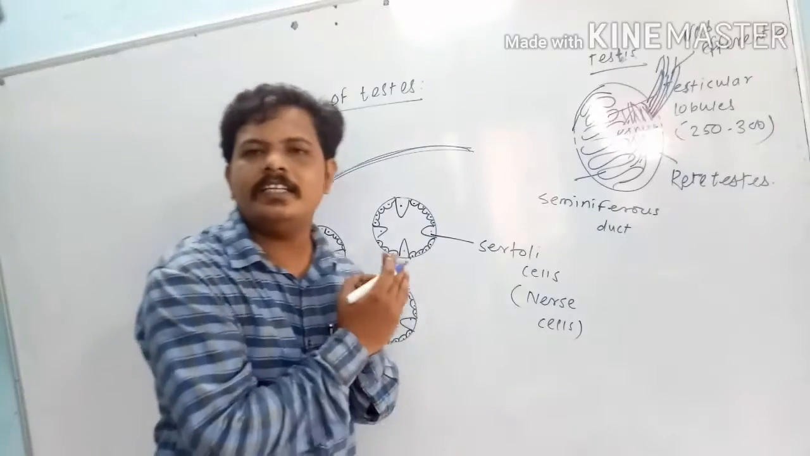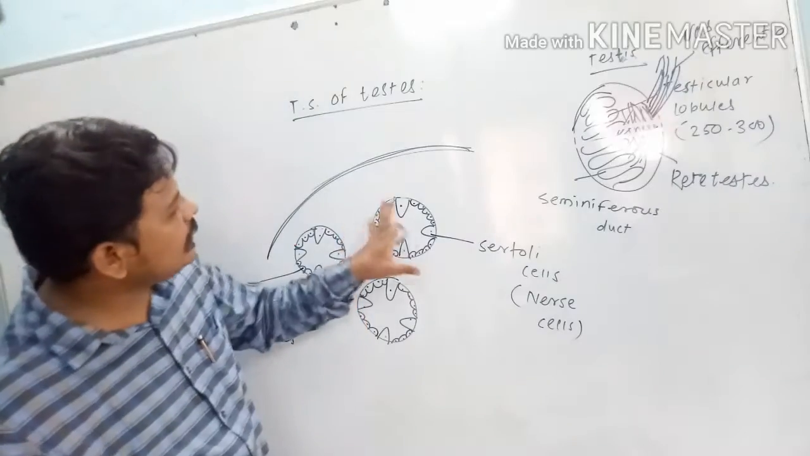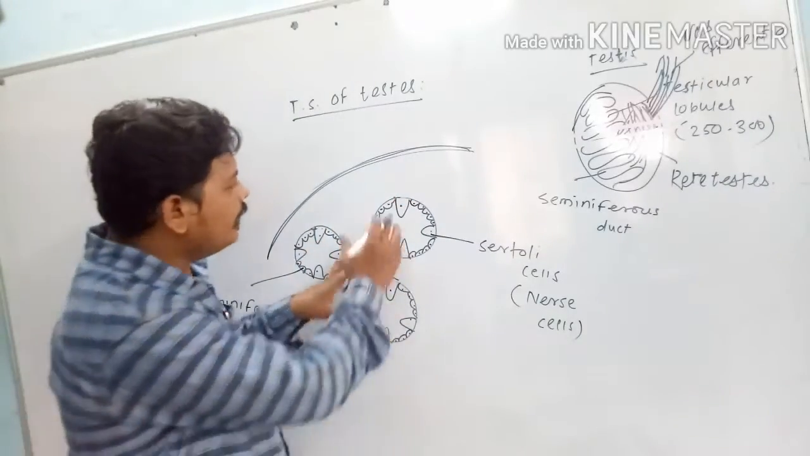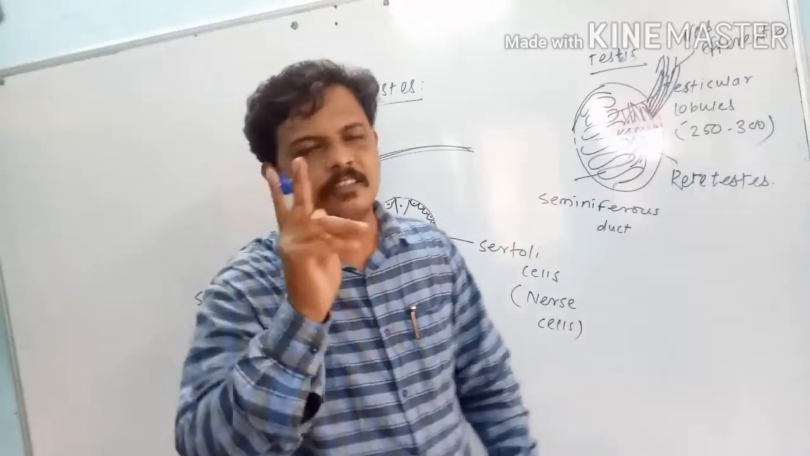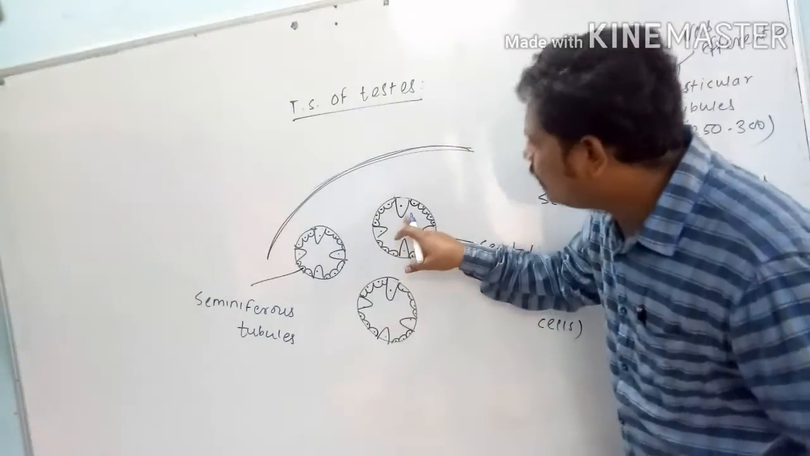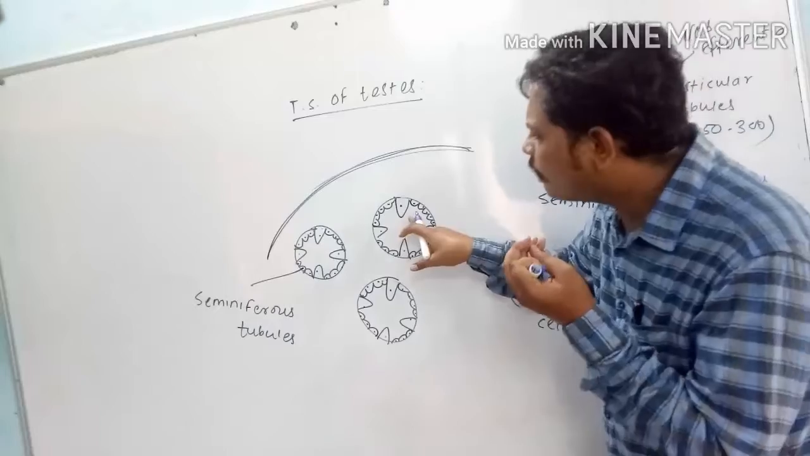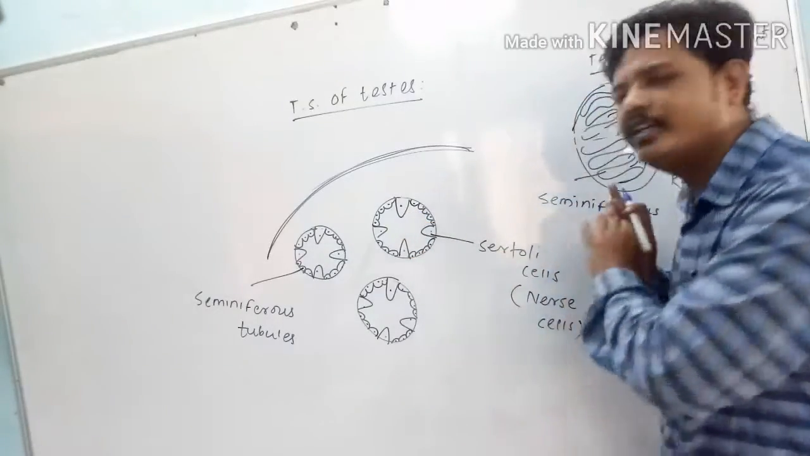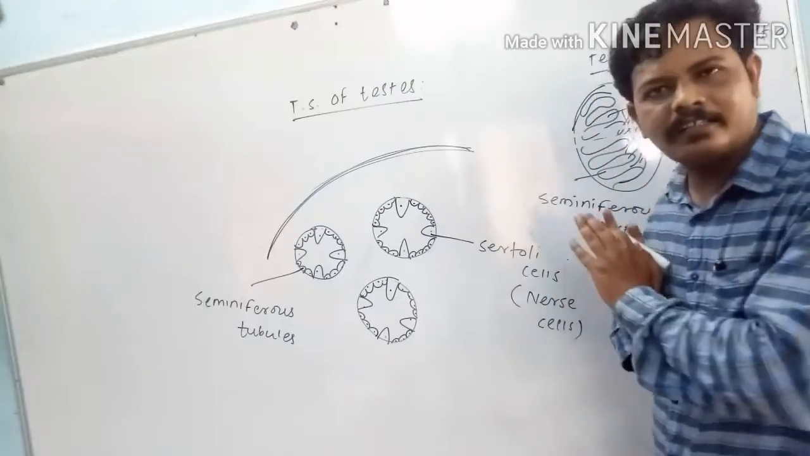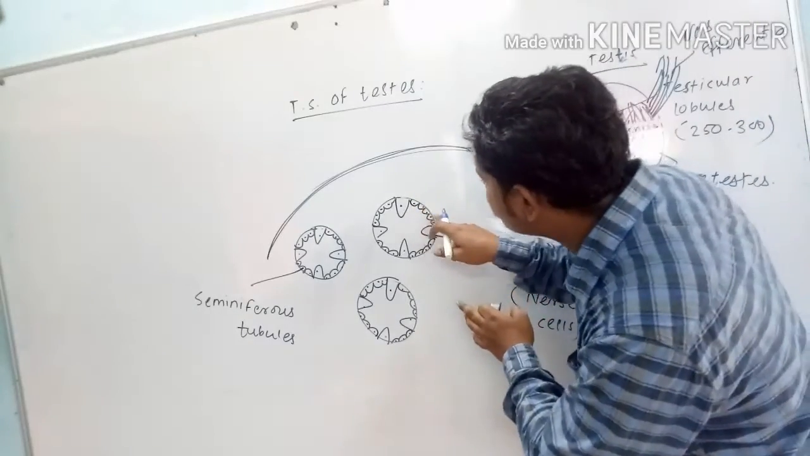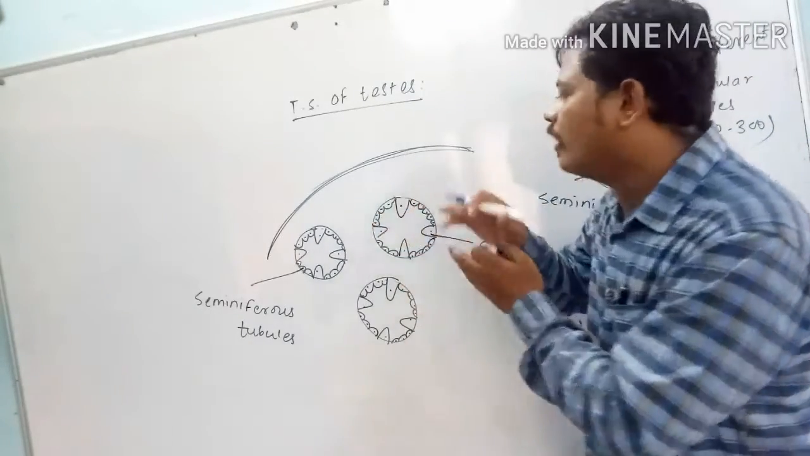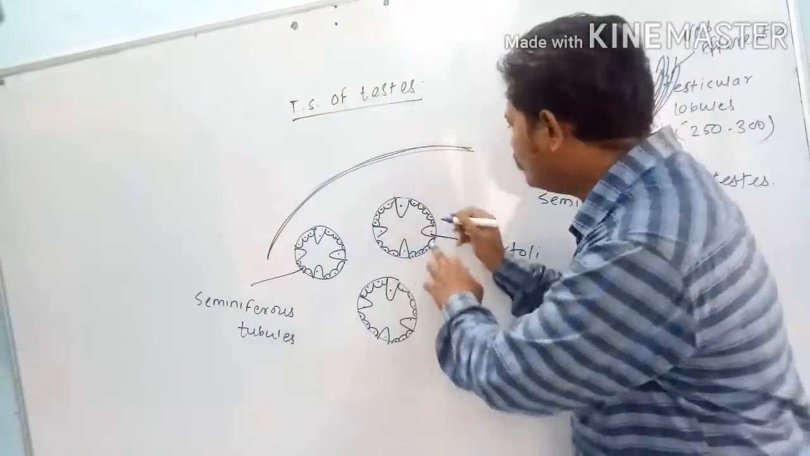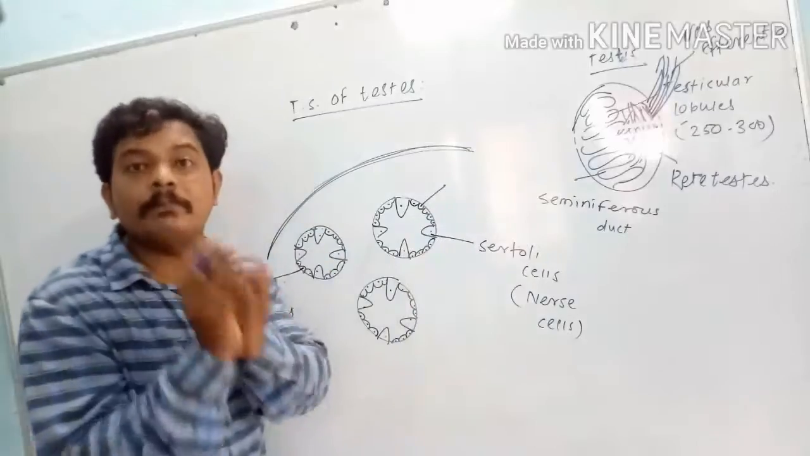So you can easily see here that this is the structure of seminiferous tubules. Inside the seminiferous tubule, there are two types of cells. One is large, and there are few pyramidal type of cells. These cells are called Sertoli cells, also called nurse cells. Another type is small cells which lie on the inner wall of the seminiferous tubule. These small cells are nothing but epithelial cells.